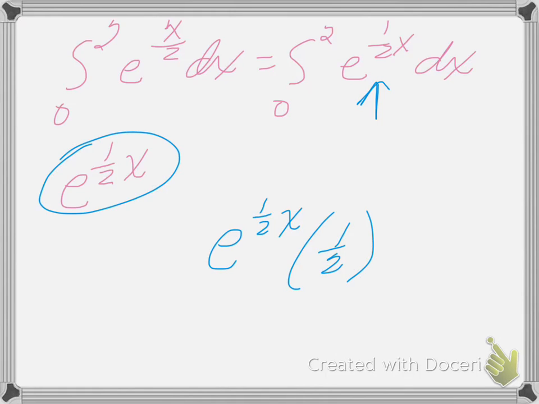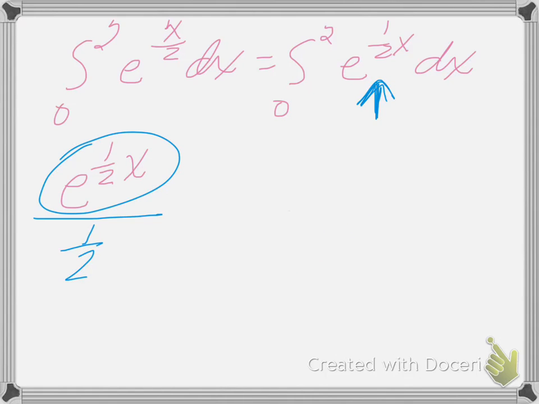Well, if I look up here at my original, I don't have a 1/2 there. So I have to get rid of that 1/2. And I can do that by dividing by 1/2. So if I just divide that by 1/2, it will all come out nice. Okay, so that's my antiderivative as it goes from 0 to 2. Now, dividing by 1/2 is the same thing as multiplying by 2, so I'm going to rewrite that.